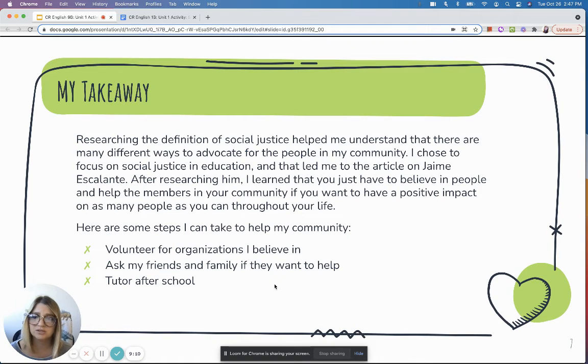So then I go into the steps that I can take. I can volunteer for organizations I believe in. I can ask my friends and family if they want to help, and I can tutor after school. It's that same concept of me volunteering shows other people that they can do the same thing.